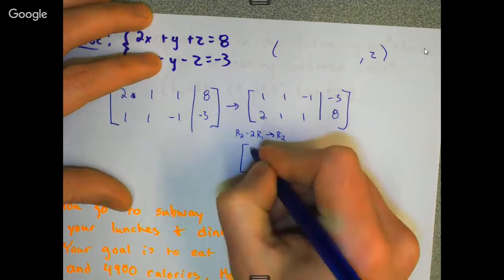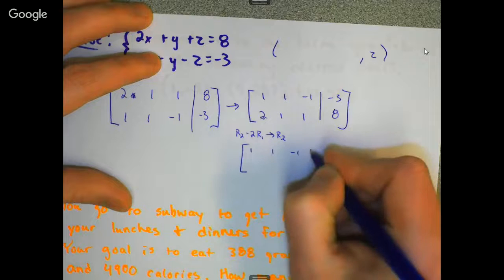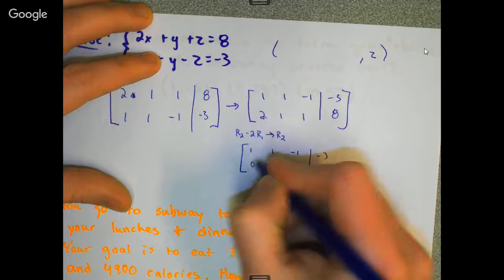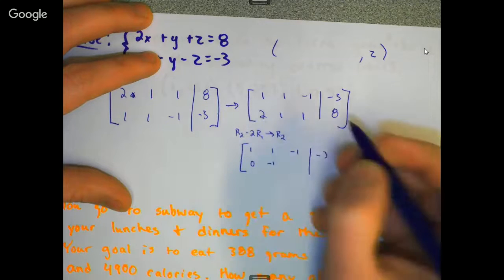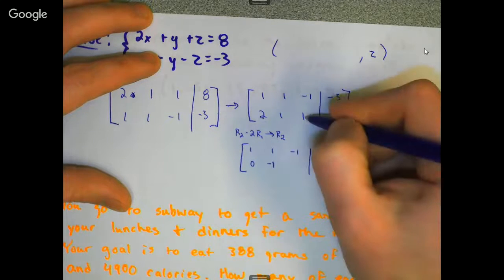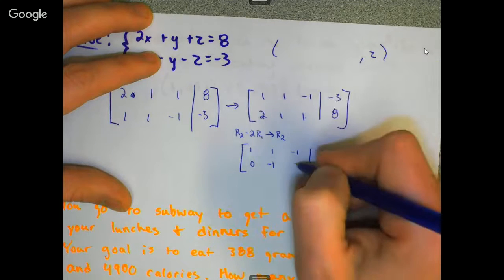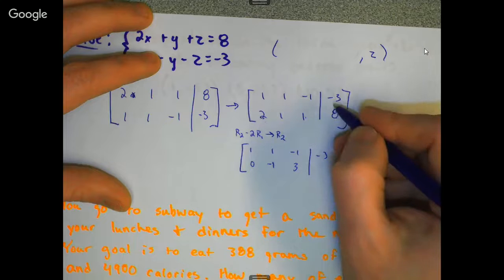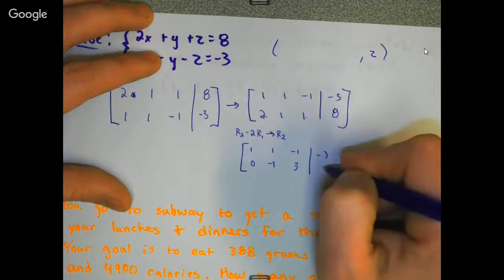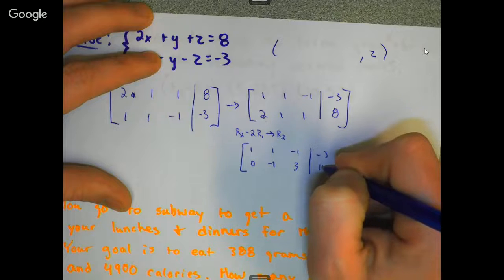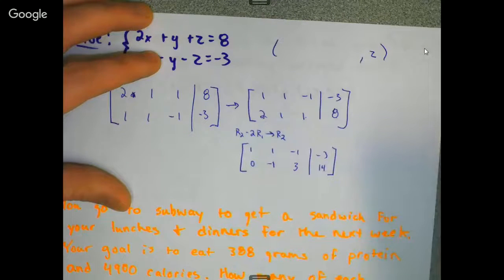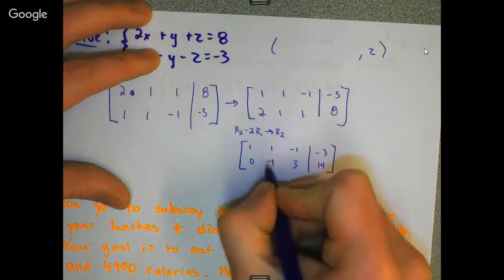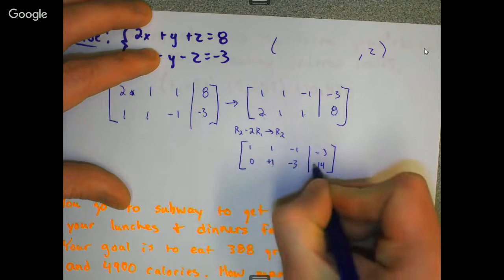So row 1 is good for now. So that's 2 minus 2, which is 0. That's 1 minus 2, that's minus 1. That's 1 minus negative 2, so that's 3. And that's 8 plus 6, which is 14. Okay, so this needs to become a positive one. So all we have to do there is change the signs.